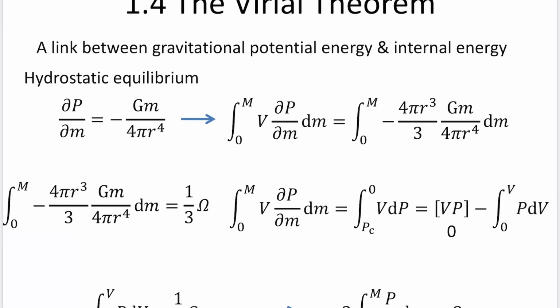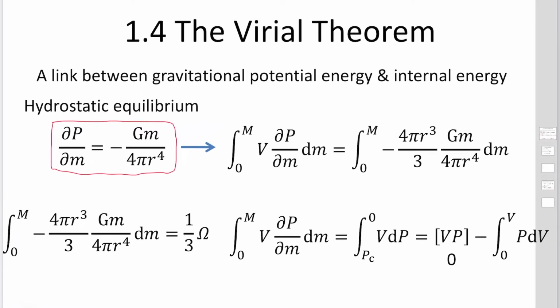In this session, I'd like to introduce an important theorem, the Virial theorem. This is a theorem that relates the gravitational potential energy with the internal energy. So we use hydrostatic equilibrium. This is the equation. Instead of r, we use m as the independent variable. Then you can multiply by V on both sides and integrate over m.